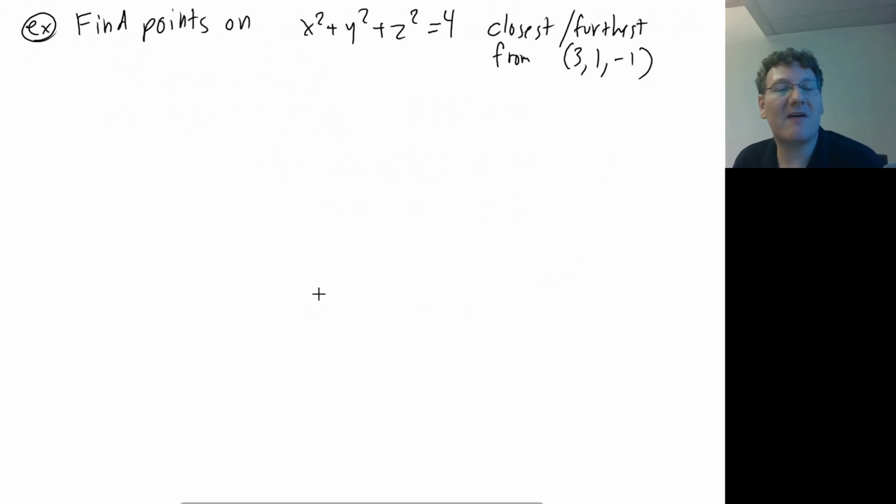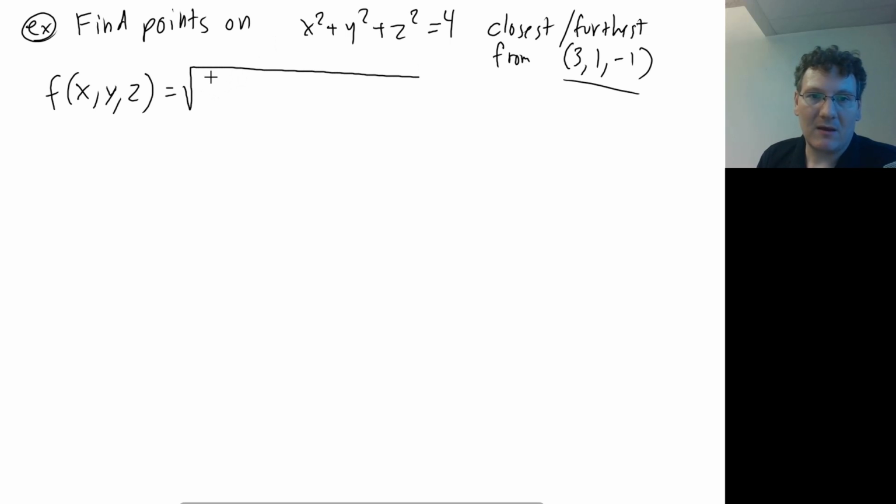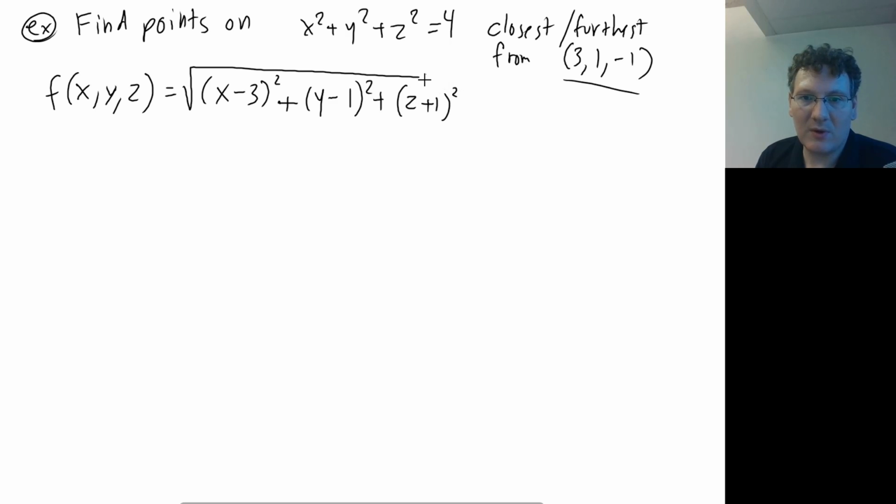All right, so let's say we have a sphere, and we want to find the points on the sphere that are closest or furthest away from some other point, 3, 1, negative 1. So the distance between some point in space and this point is going to be the square root of x minus 3 squared plus y minus 1 squared plus z plus 1 squared.